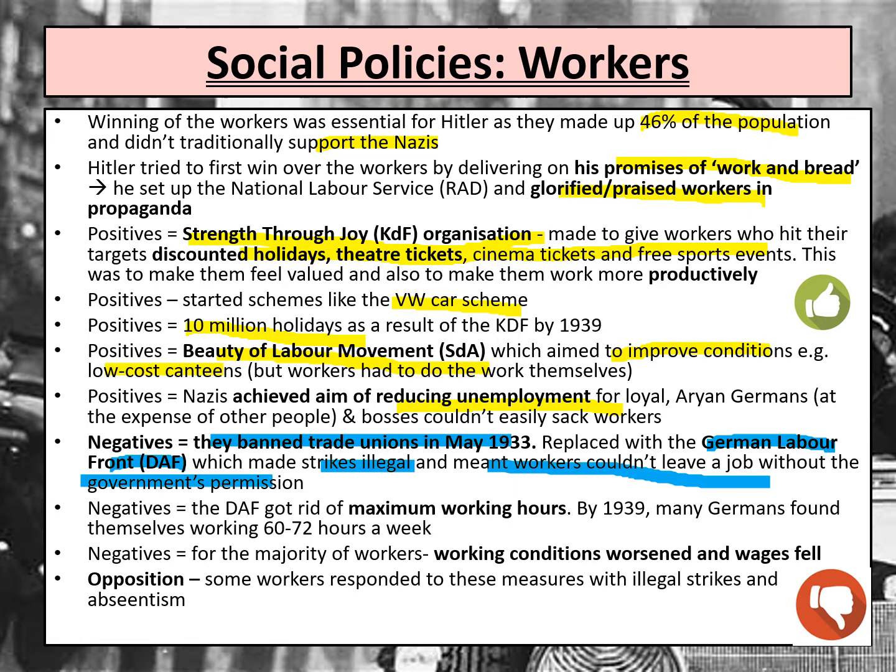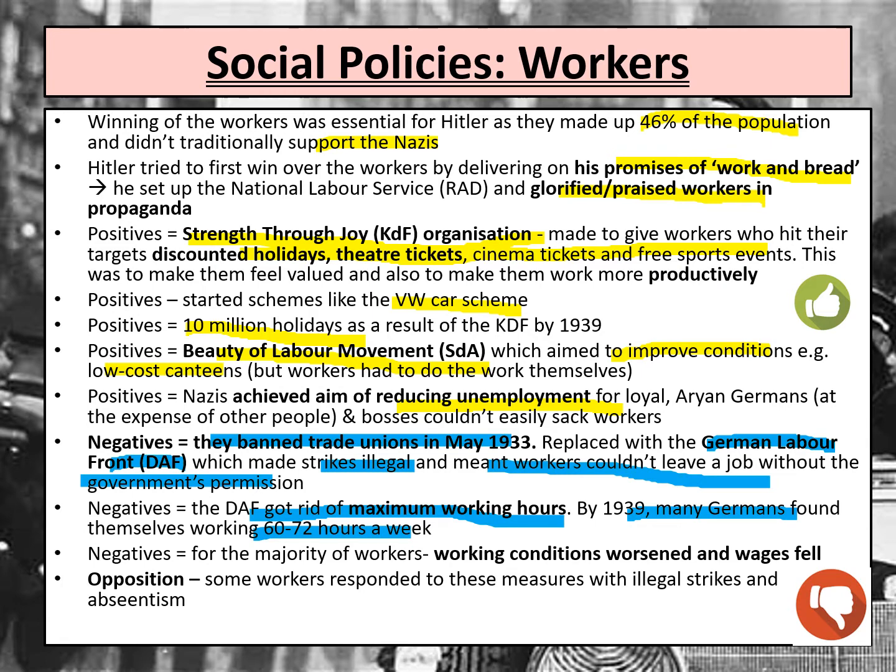The German Labour Front, the DAF, got rid of the maximum working hours, which had been set in Weimar at 8 hours, and instead, by 1939, many Germans found themselves working between 60 and 72 hours a week. Now think about how long school sometimes feels for you, and think about the fact that at school, you're only really there for about 30 hours a week. So you can imagine how long these hours were for workers.